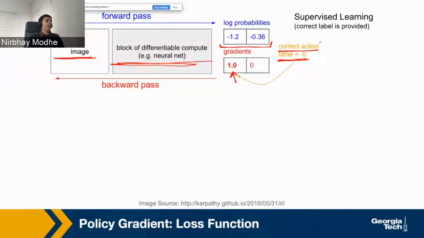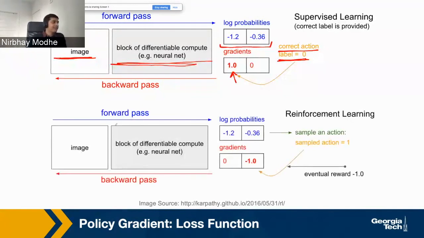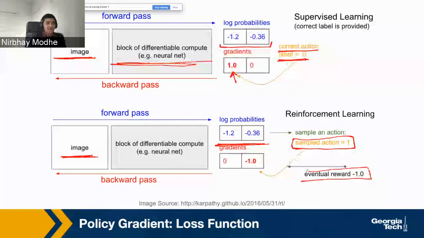Now, in reinforcement learning, I have the same image as input. I have predicted log probabilities of two actions, and I took an action. I don't just predict both actions. Let's say I sample an action given these log probabilities. Let's say my sampled action was 1. With this action, what signal do I get? The only signal I get is the reward for taking that action A. So let's say I got a reward of -1 for taking that action.